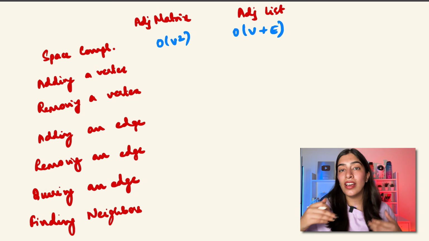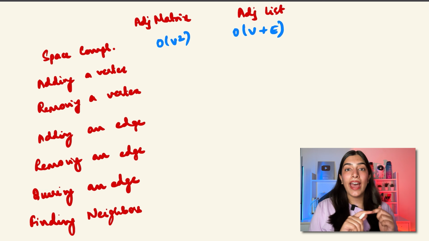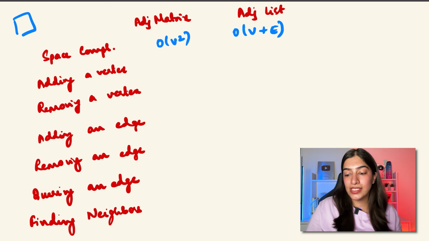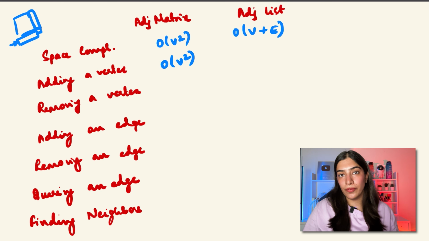So let's compare that. If we have to add a vertex in an adjacency matrix, what do we have to do? Adding a vertex in an adjacency matrix will mean that you will have to add an entire row and entire column. Right? So if this is the adjacency matrix, if we add one more vertex, that means we are adding one row and one column, correct? So basically it is going to take you how much? It is going to take you order of V square.